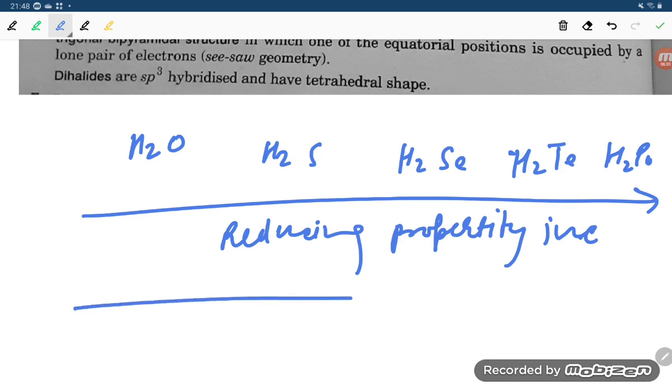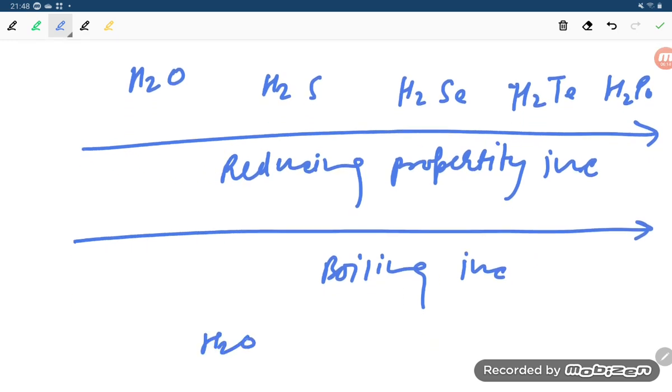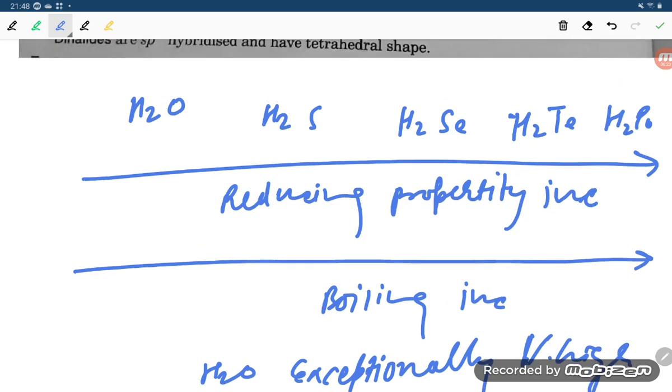Okay. Next point, students: what is the next point? The boiling point also increases down the group. Okay, it increases, but H2O is exceptionally very high. So this is the point.